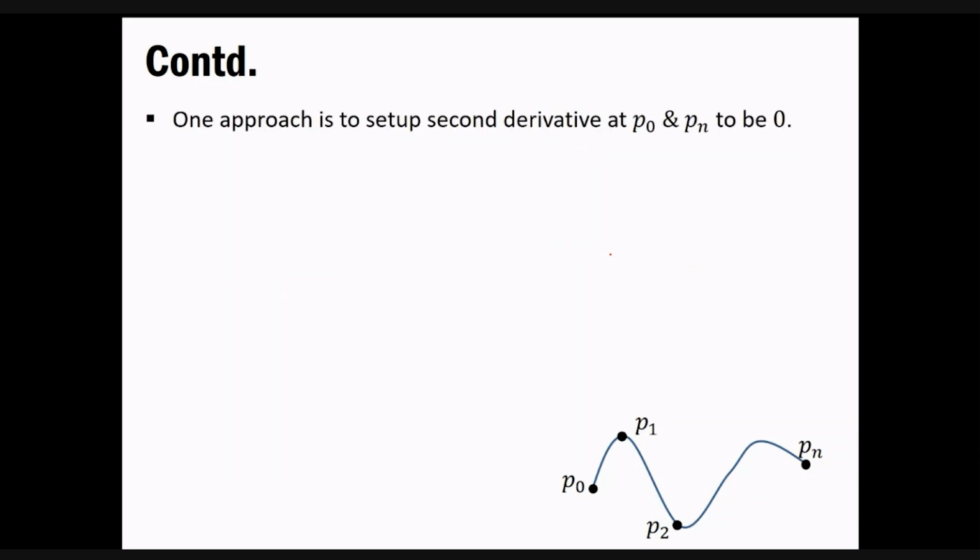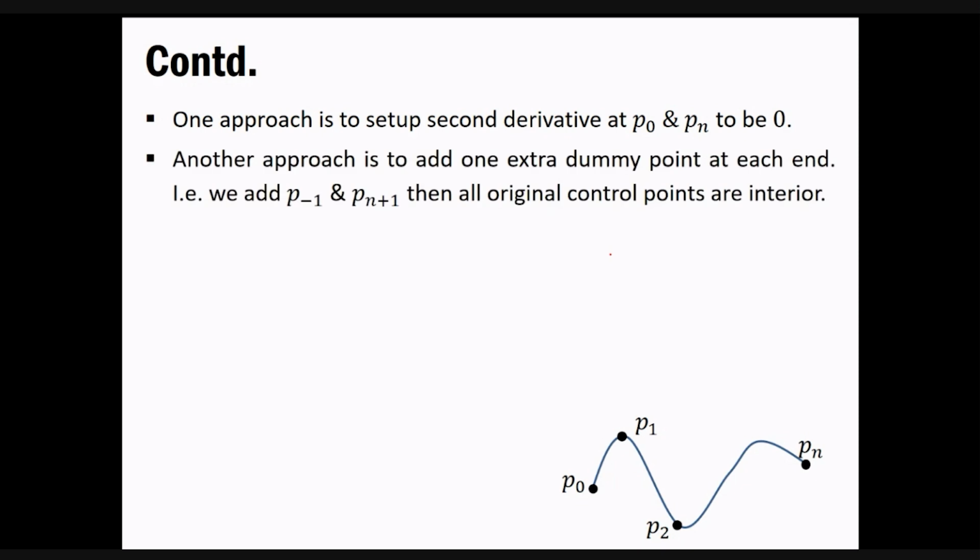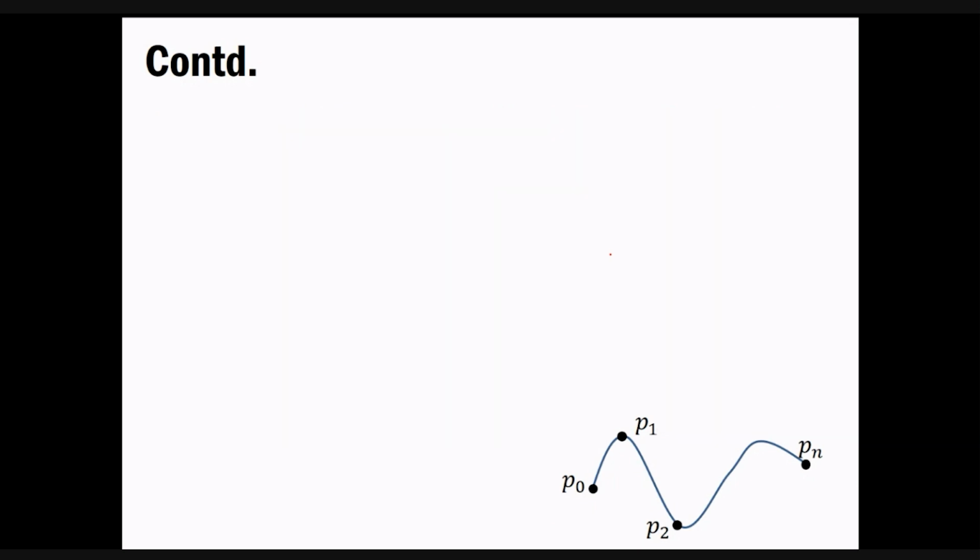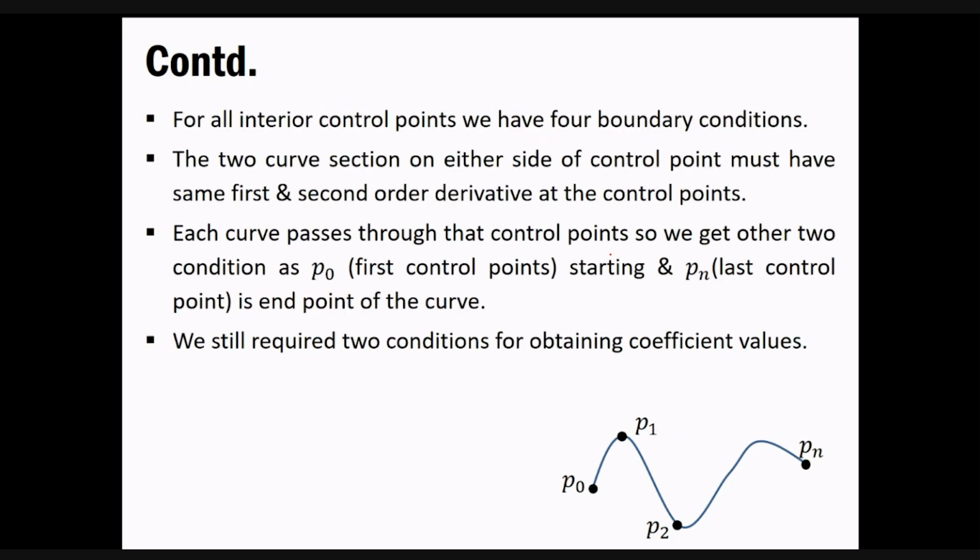So now one approach is to set up the second order derivative at p0 and pn to be 0. Okay, so what it says, see, what does this mean? We still require two conditions for obtaining the coefficient values, because we have two such coordinate points. Once we got this, we have the starting points and we have the end points, it is fine.